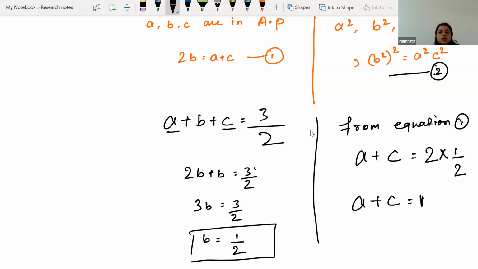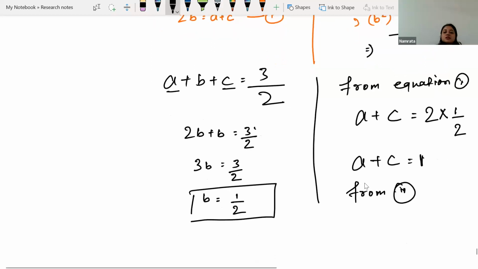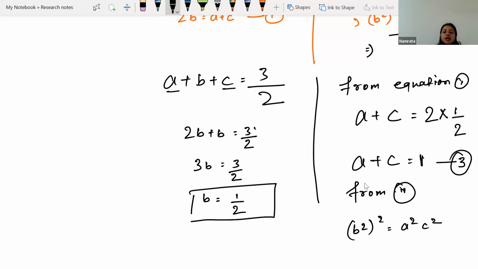Now equation number 2 says that B square whole square is equal to A square C square. From 2, if we will customize equation number 2, can we write, okay, let's substitute this B value in equation number 2 also, and let's see what exactly we are getting. So from 2, if we substitute the B value in equation number 2, what we will be getting? So B square whole square is equal to A square C square. That is what equation number 2 we are having in hand.